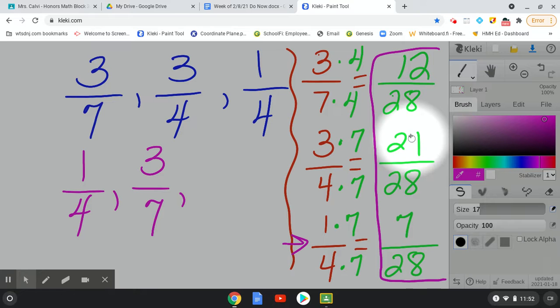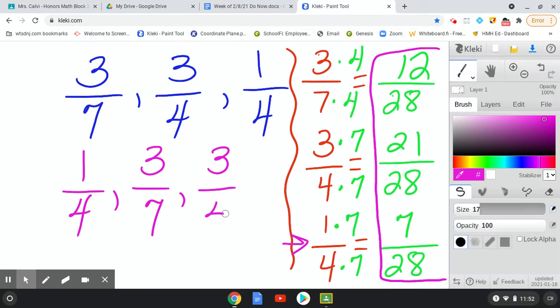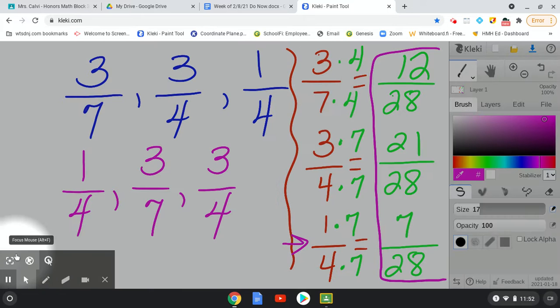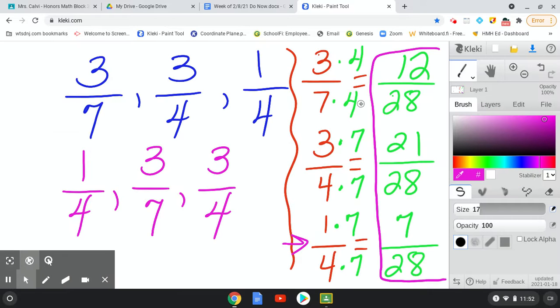And then 21 is my largest. 21/28 is equivalent to 3/4. So then 3/4 would be listed last as the greatest fraction. Okay? So finding a common denominator and then just looking at the numerators to see which fraction is least to greatest or greatest to least based on what they're asking you.